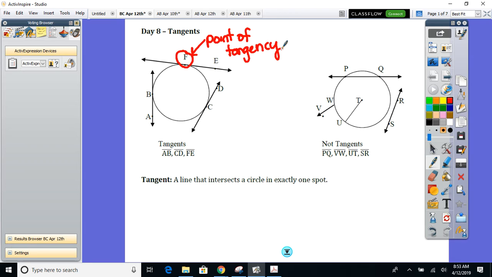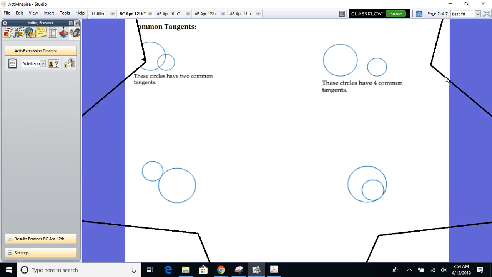Now we come to maybe a little controversy. TU. Okay, it's a radius, but it could be a tangent too. What's the problem? It hits once. If you make that into a line, what's going to happen? It's going to hit twice. It's got to be a line. And VW, that's a ray. If I extended it, it would hit twice. So it's got to be a line that intersects the circle in one spot. All good.